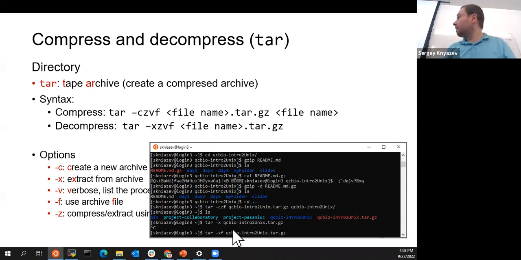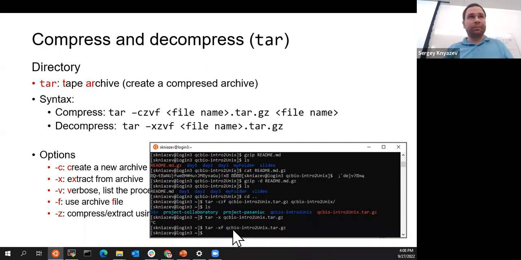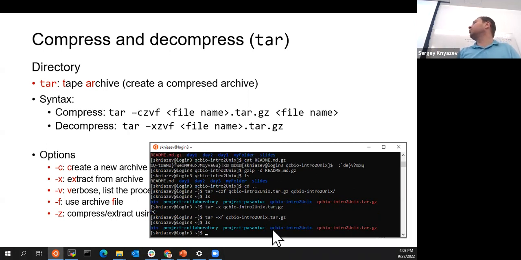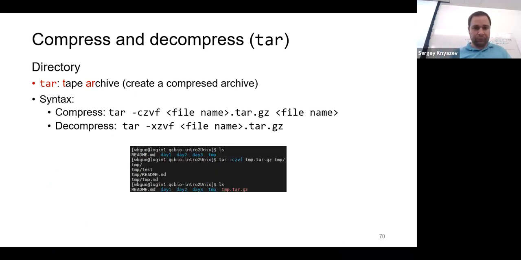Okay, so F is an option to specify that this is a file archive. As I said, tar is a very rich command, so it archives not only files. So let's see. It doesn't remove the archive, but it has overwritten all the files inside my folder. Okay.